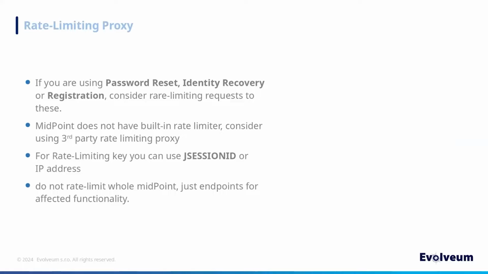As mentioned before, for some use cases, a rate limiting proxy is recommended. MidPoint doesn't have a built-in rate limiter for unauthorized users. So you should consider it if you are using functionality which may expose account enumeration indirectly. That was the password reset, identity recovery, registration, and invitation flows. If you are considering configuring rate limiting, you can use the IP address or JSESSIONID as the rate limiting key. Also, you should test your rate limiting configuration and make sure only the password reset, identity recovery, or registration endpoints are rate limited.